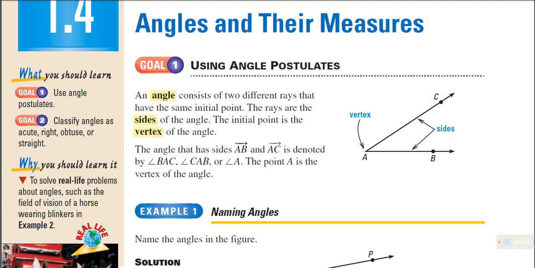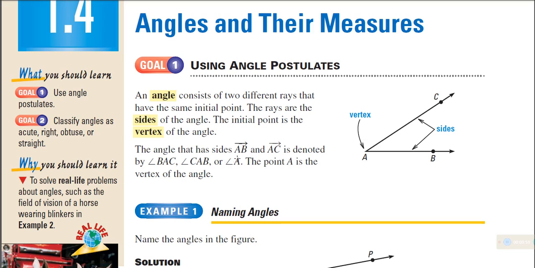An angle consists of two different rays that have the same initial point. So say for example, we have ray AB, tapos ray AC. Nag-intersect sila at point A. So the rays are the sides of the angle. So si AB, ray AB, this is a side, and ray AC is also a side. And then yung common point nila, yung initial point, this is called the vertex.